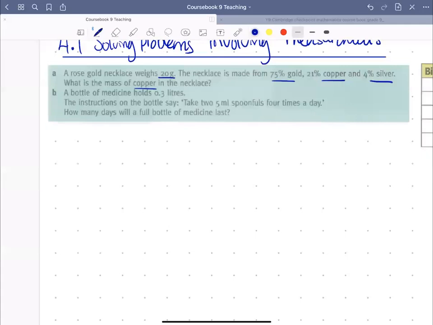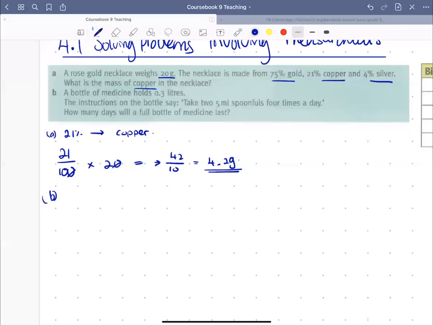So we need to find out, because 21% is the copper. So in order to find how much the copper weighs, we need to use 21% of the total weight, 20. So here we can get 42 over 10, which is 4.2 grams. This is how heavy the copper is. And then let's look at B.